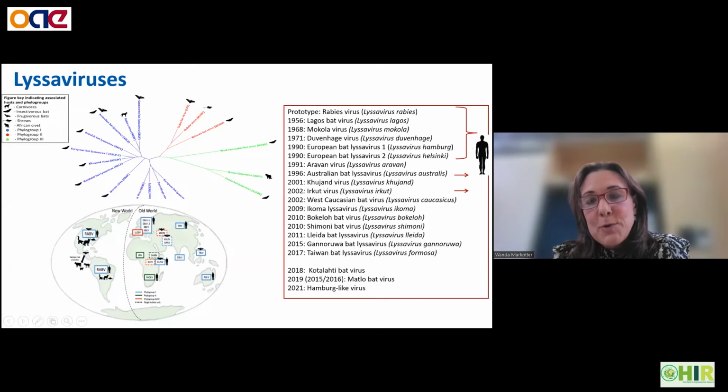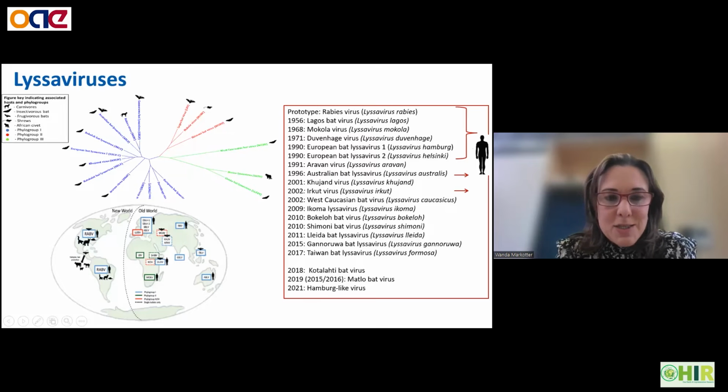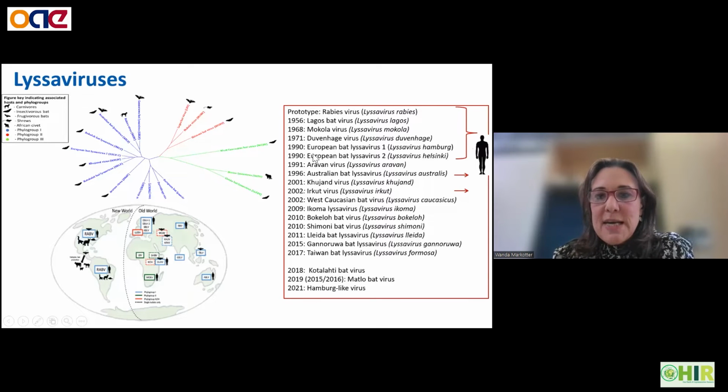And then I've actually put the new names for you in brackets, just to confuse us all. So European bat lyssavirus, for instance, is now lyssavirus Hamburg. Some of the African ones, Lagos bat, Mokola, and Duvenhage, at least the names are the same. Australian is Australis. And then there are some of the others where there have been some name changes that you can just take note of if you see these funny names. Currently, ICTV recognizes 17 different lyssaviruses, and that's rabies and then all the rabies-related ones. And then Kotalahti bat virus is in the process of being recognized.